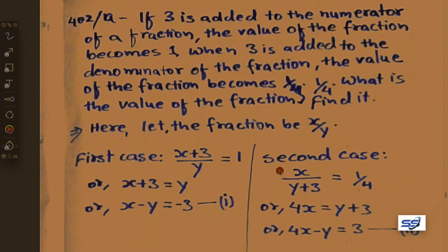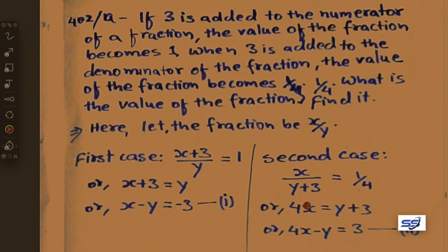Similarly, from the second condition, the second case given in our question, x upon y plus 3 equals 1 upon 4. Given that when 3 is added to the denominator of the fraction, our fraction x upon y has denominator y plus 3, and the fraction becomes 1 upon 4. So x upon y plus 3 equals 1 upon 4. Now we have to make this equation simple.